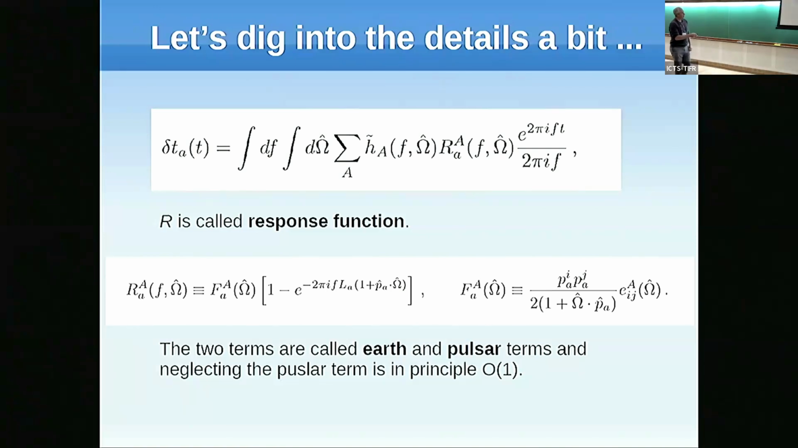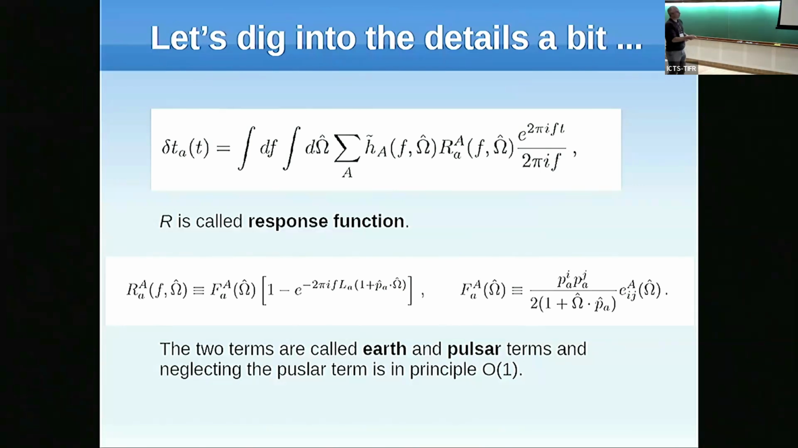And then you get a function in front, which basically contains the projection of the tensor on the direction of the pulsar, and this prefactor 1 plus omega times p. So I remind you, omega is the direction of the gravitational wave, sorry, and p_a is the direction of the pulsar with index a.